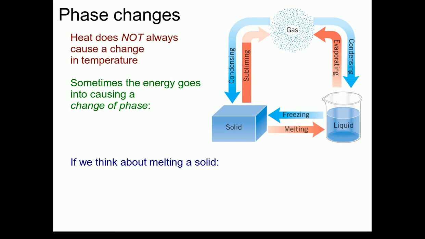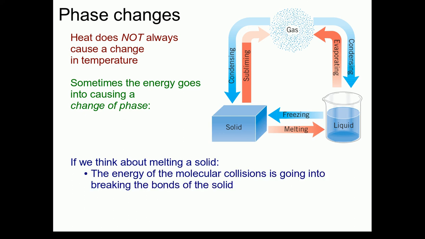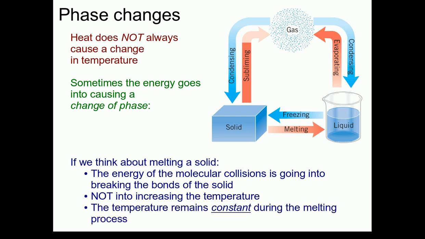If we think about what happens when we add heat while melting a solid, we see that the energy of the molecular collisions is not going into increasing the kinetic energy, but instead going into breaking the bonds of the solid. Since the kinetic energy is not increasing, the temperature is not increasing. As such, the temperature remains constant during the melting process. Similarly, the temperature would remain constant during an evaporation or a sublimation process.